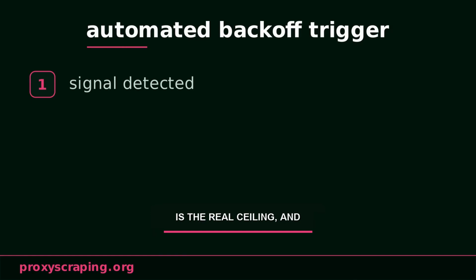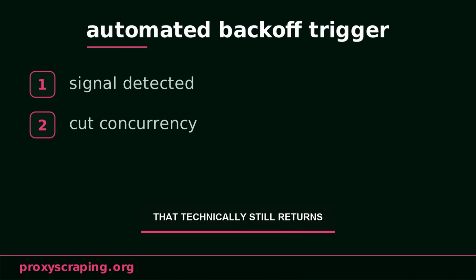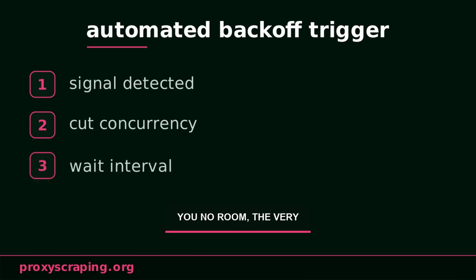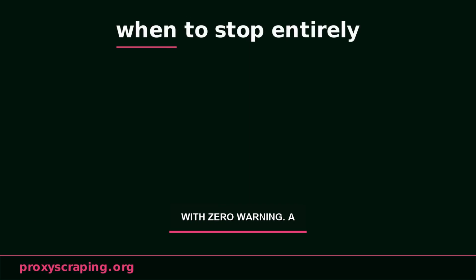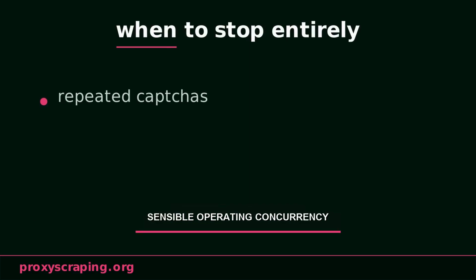That inflection point is the real ceiling, and it is not the same thing as the highest concurrency that technically still returns 200 responses. Running right at that edge is dangerous precisely because it leaves you no room, the very next small spike in the target's own load, something that has nothing to do with your scraper at all. A traffic surge from real users, a deploy on their end, anything pushes you straight past it into block territory with 0 warning.